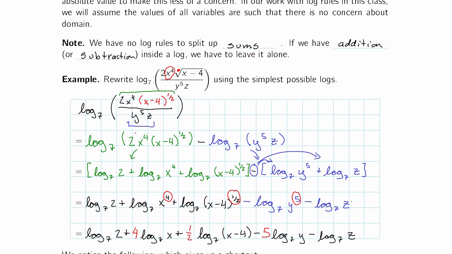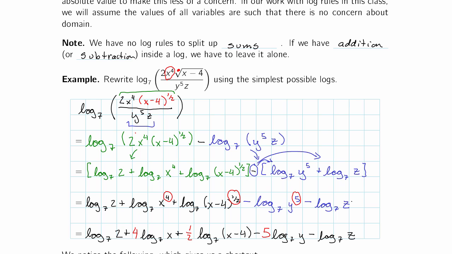And now we've rewritten our expression using the simplest possible logs, right? We have a log of 2, a log of x, a log of x minus 4, but remember we can't do anything with addition or subtraction inside a log. A log of y, a log of z. That's as simple as it gets.